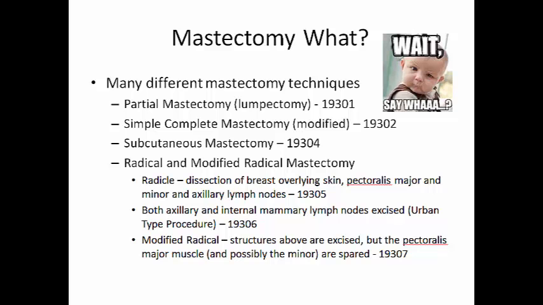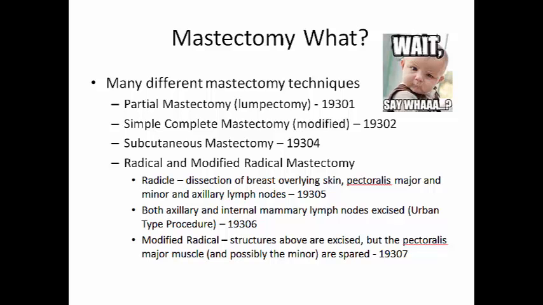still excised. Subcutaneous mastectomy, 19304, is similar to a simple complete mastectomy, except that the extent of that excision is different. The breast is dissected from the pectoral fascia and skin. Breast tissue is removed, but the skin and the pectoral fascia remain.